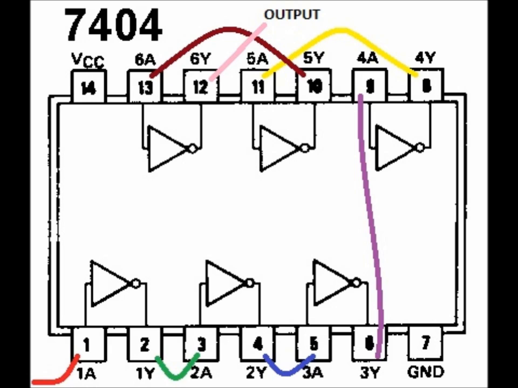You also want to note that the color-coded wires, for example the green one going from pin 2 to pin 3, is the same value. It will be inverted and then goes to the output of pin 4 and to the input of pin 5, which is also inverted. And if you notice the other color-coded wires, they'll follow the same path.